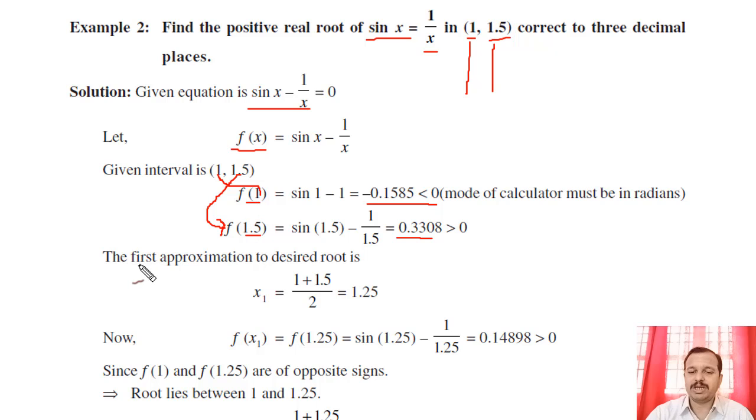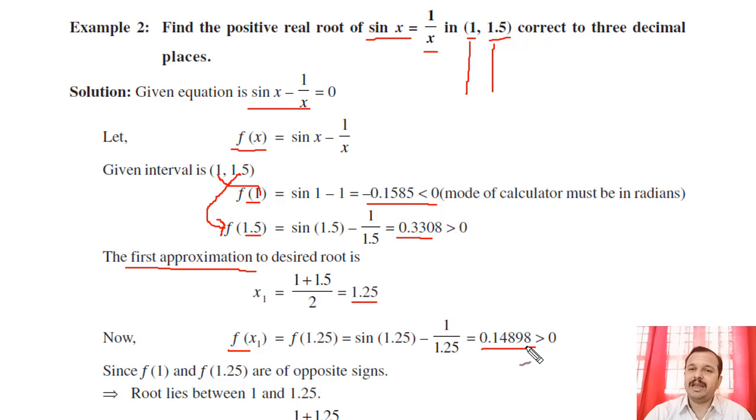Now when we conclude that the root is in between 1 and 1.5, we subdivide the interval: 1 plus 1.5 divided by 2. This is the bisection formula to get the first approximation. So we bisect the interval and get the first approximated value x1 equal to 1.25. Then we find the value of f at that point, 1.25, that is x1.